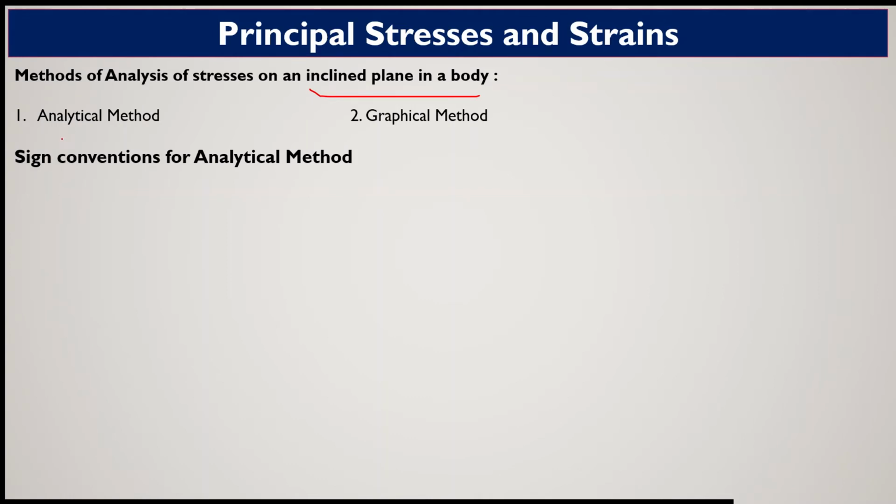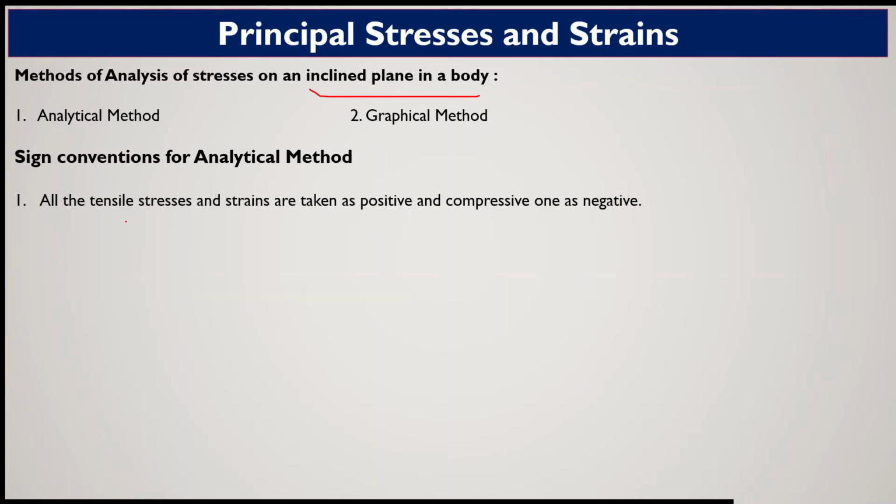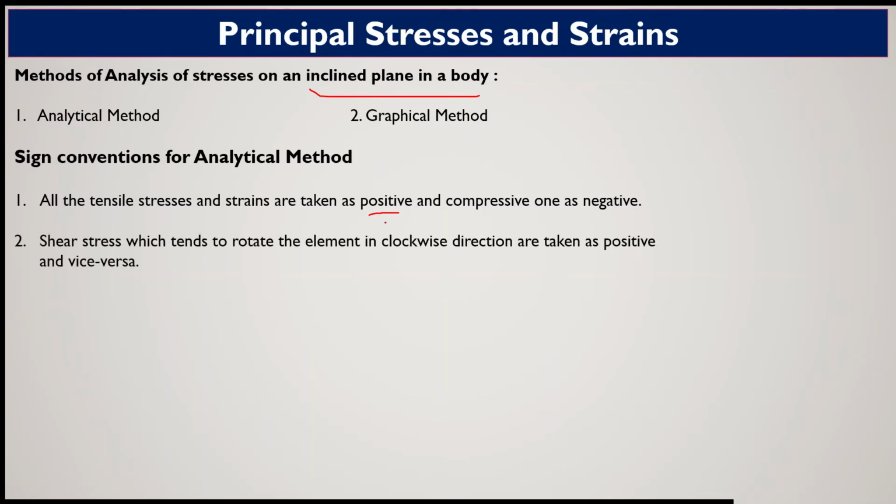Now some sign conventions we have to use in the analytical method. The very first sign convention is that all tensile stresses and strains are taken as positive, and compressive stresses and strains are taken as negative. Second, shear stresses which tend to rotate the element in the clockwise direction are taken as positive, otherwise they are taken as negative.